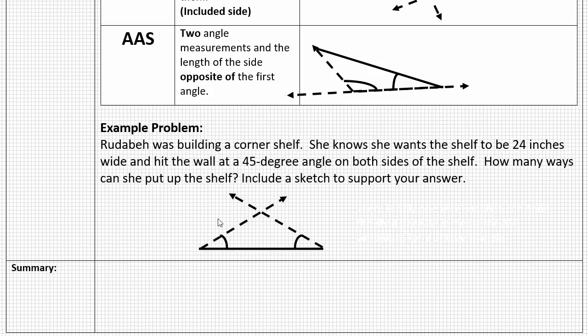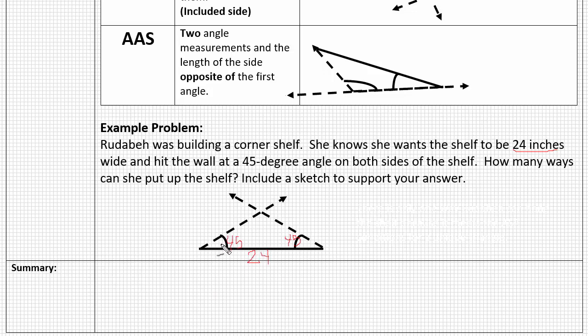So your sketch might look something like this. Even better if you have it labeled. We know that she is putting a shelf into the corner of her wall, so she has the shelf and it is 24 inches. So this would be 24 right here, that distance, and we know the angle measurement that she wants is 45. So whether I fill this information in or not, but again, it's always best to be precise, can you tell how many ways she could put it up? Are there lots of different triangles we can make? Or is there one, or will it make one at all?